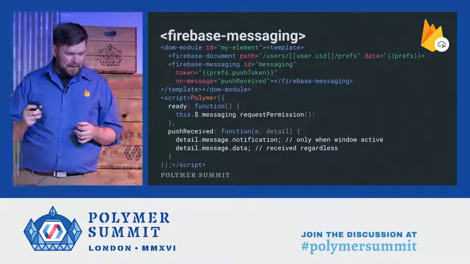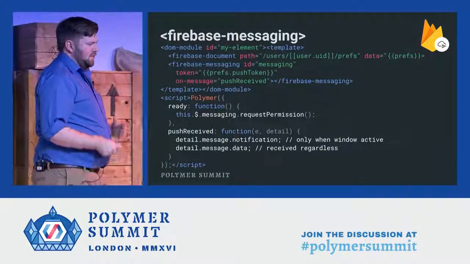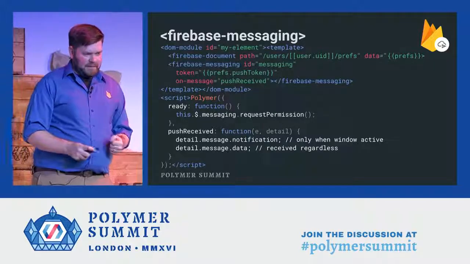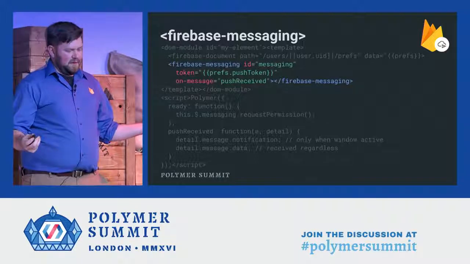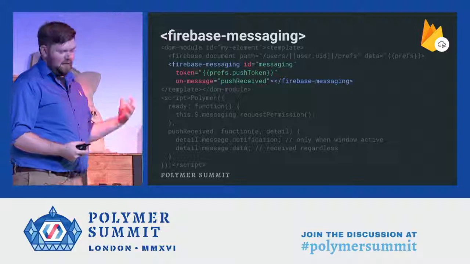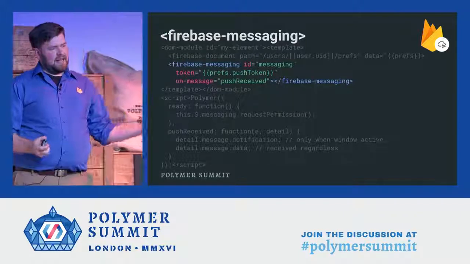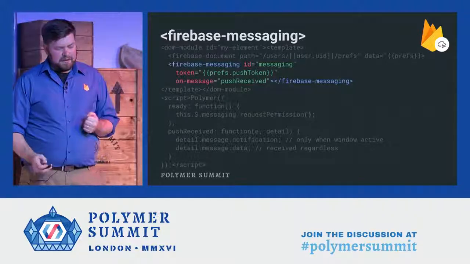Now, let's talk about the Firebase messaging element a little bit, because there's a couple steps you have to go through to get Firebase messaging working. First, you have the element itself, obviously. And here I am binding a property of token, and I'm adding an event handler for onMessage. So let's talk about the token first.